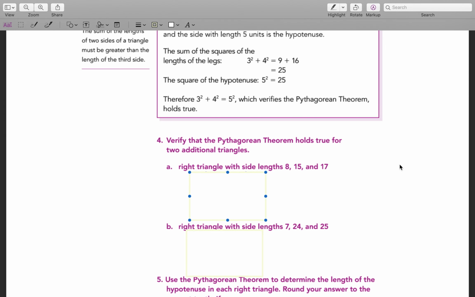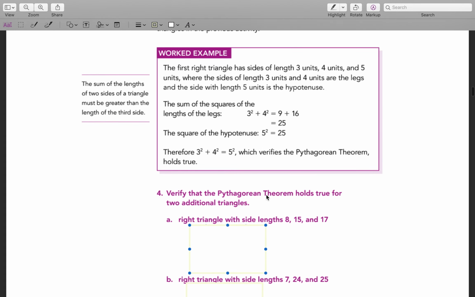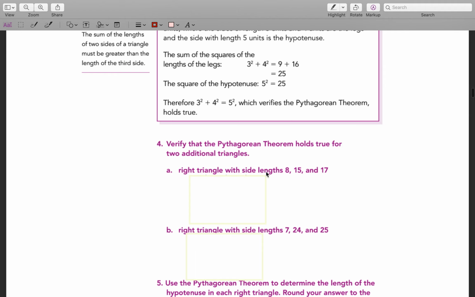All right, so page 58, it says verify that the Pythagorean theorem holds true for two additional triangles. So we're given a right triangle with side lengths 8, 15, and 17. The Pythagorean theorem is a squared plus b squared is equal to c squared, where a and b are the legs, which are the shorter sides, and the longest one is c.